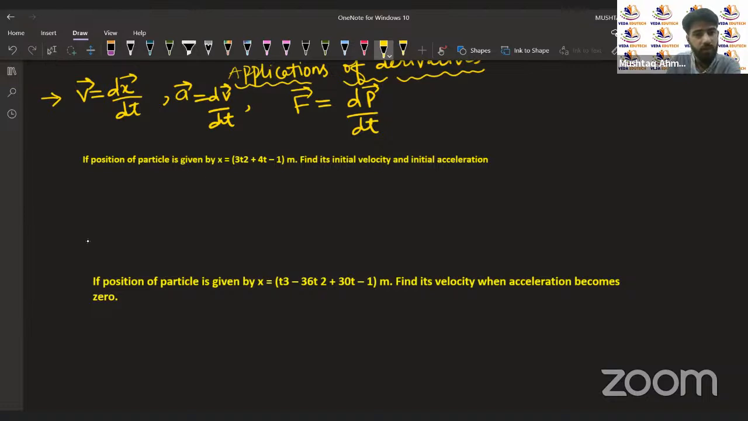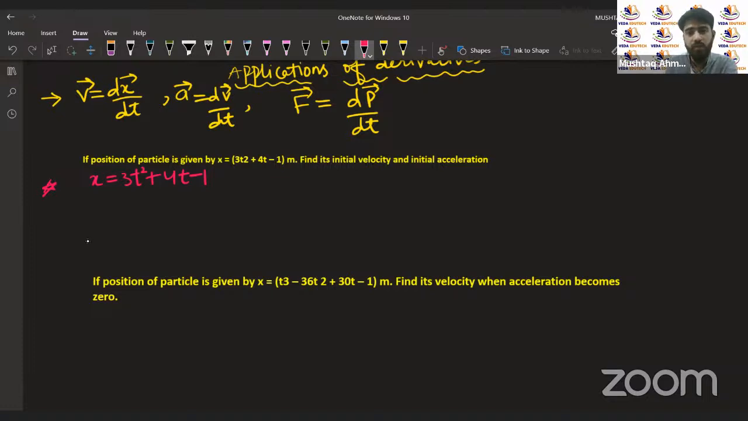Suppose that in this question we have been given that the position of a particle is given by x is equal to 3t square plus 4t minus 1, where x is the position of a particle as a function of time. Now the question is asking us to find its initial velocity and initial acceleration. By initial velocity and initial acceleration, we mean the velocity of the particle and the acceleration of the particle at time t equal to 0.